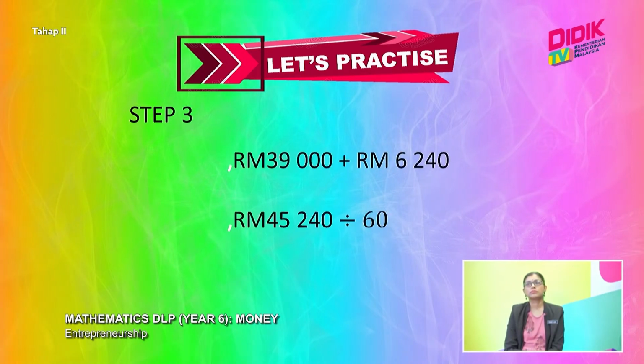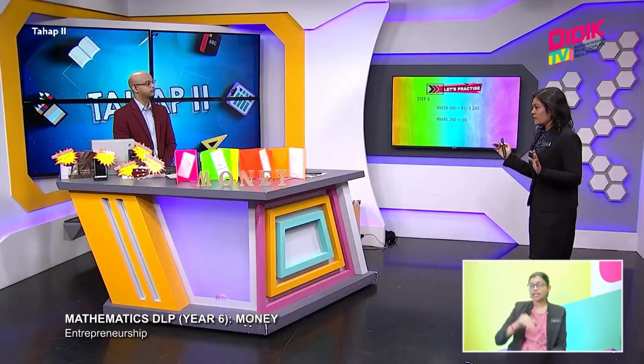Okay, step 3, we proceed with the balance cash, that is 39,000, we plus with the interest, that is 6,240. So it's about 45,240, and then we divide it by 60. Why? 5 years, they are 12 months. You times with 5, they are 60 months.